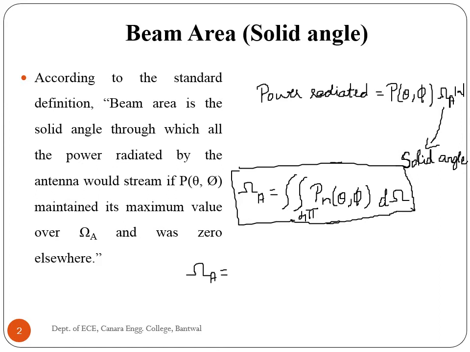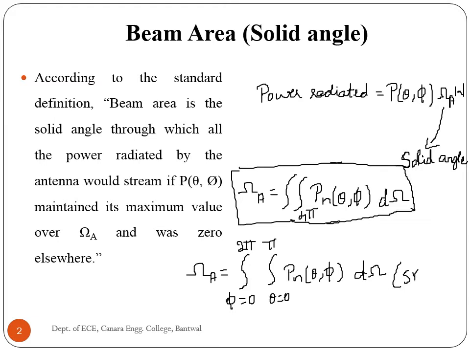If I expand this, it's an integration with phi from 0 to 2 pi and theta from 0 to pi, of the normalized power pattern in d omega, which is in steradians.